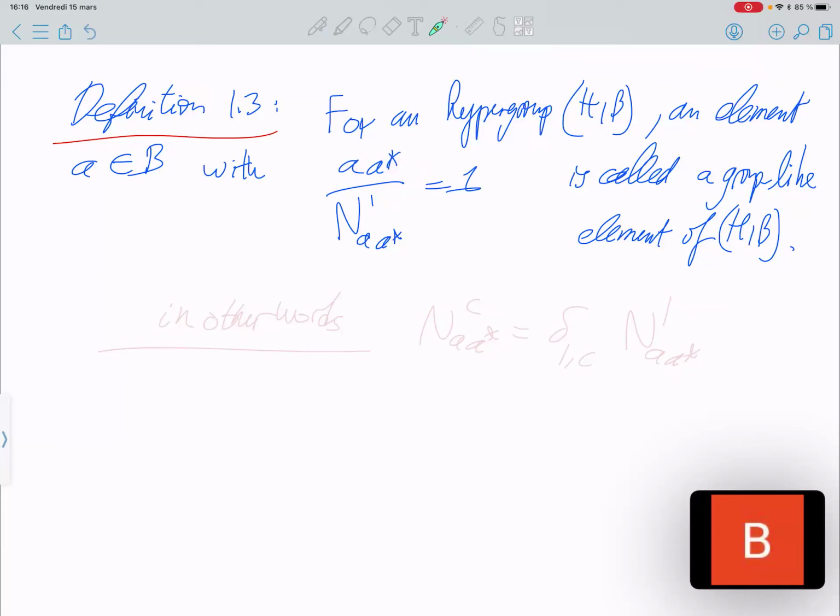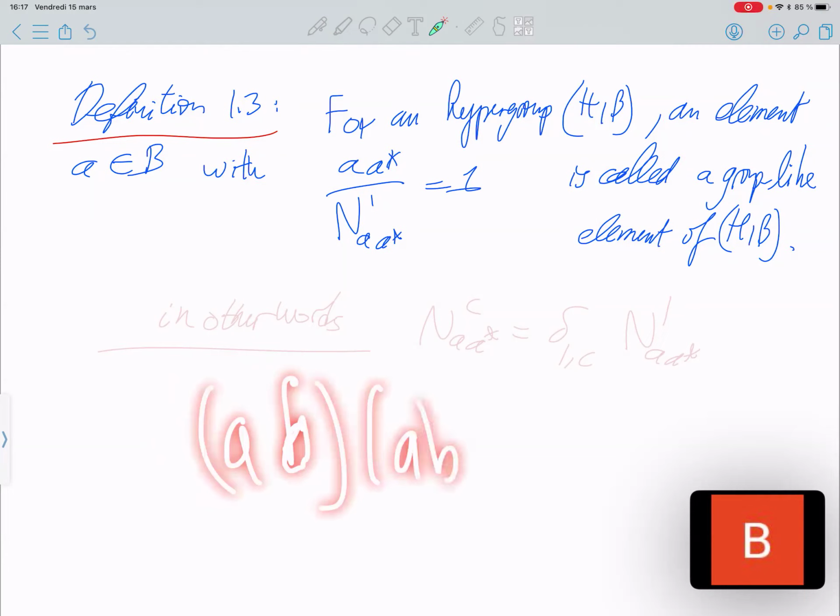So it's very easy to see that, we will not write into the detail here, but if you have a group-like element multiplied, this is also a group-like element, because in fact (AB) star is just B star A star. This is 1 up to a coefficient, and then A star is 1 up to a coefficient, so AB is also group-like, etc. So it's completely trivial.